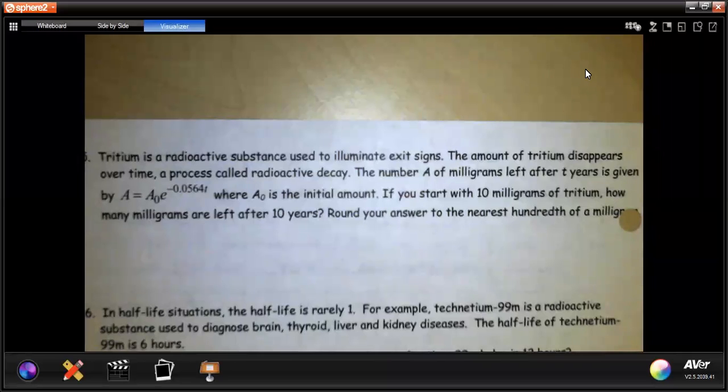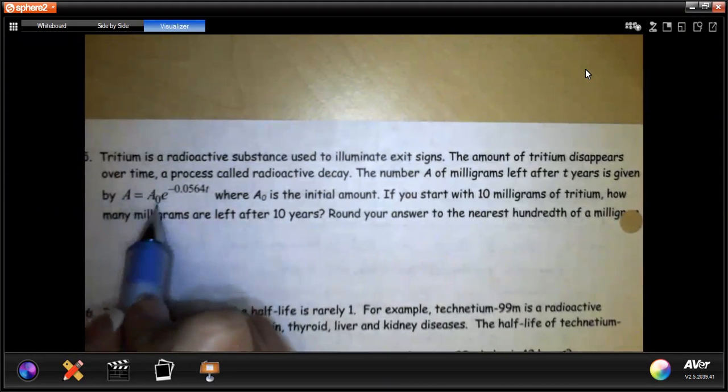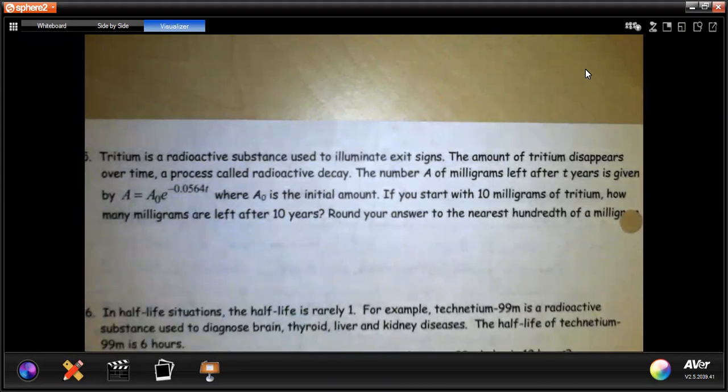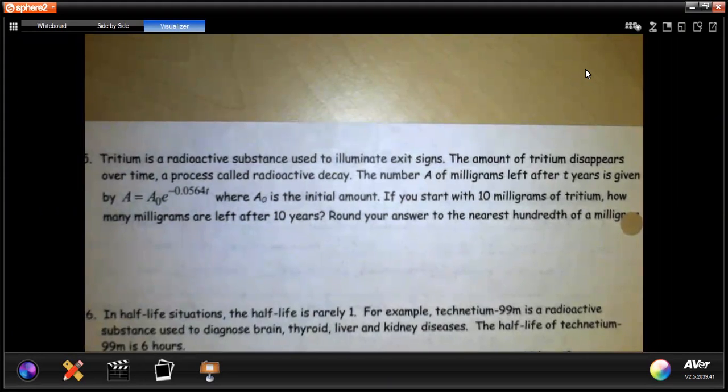This last type of equation that we're going to look at here is one where an equation is given for you. Some of the equations with exponentials are difficult. They're going to give you the formula in there, and then you just want to make sure that you know how to use it. In all cases, our initial amount occurs right at the front here. We're going to have some kind of growth factor and some kind of time up on the top. So here it tells us tritium is a radioactive substance used to illuminate exit signs.